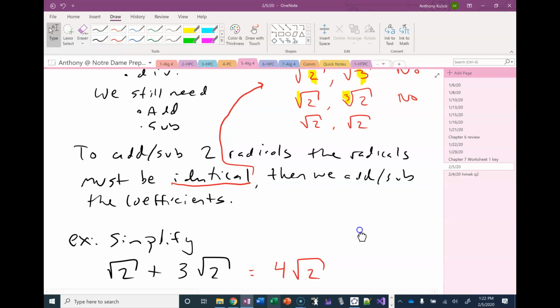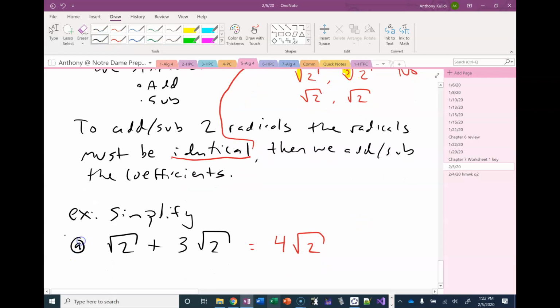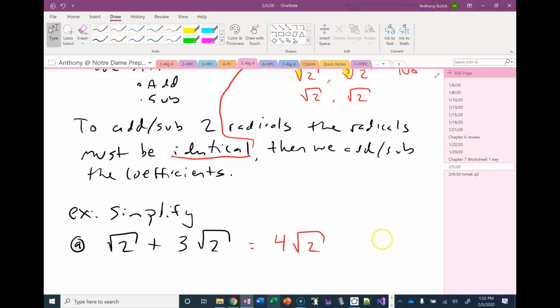What does this kind of remind us of? Just adding variables, right? Like 1x plus 3x is 4x. You know what I mean? Basically the same rules.